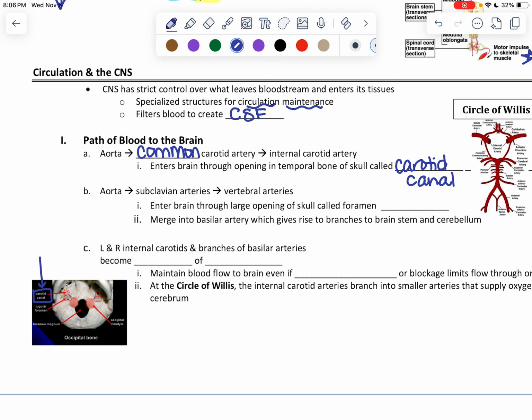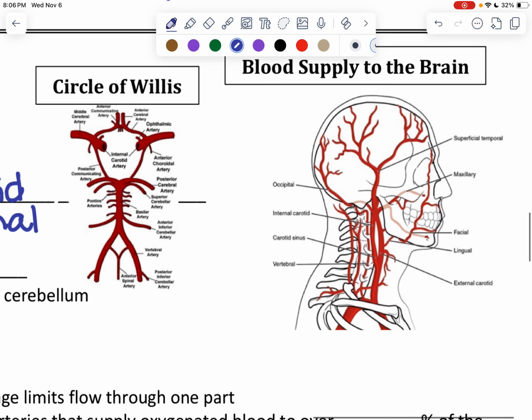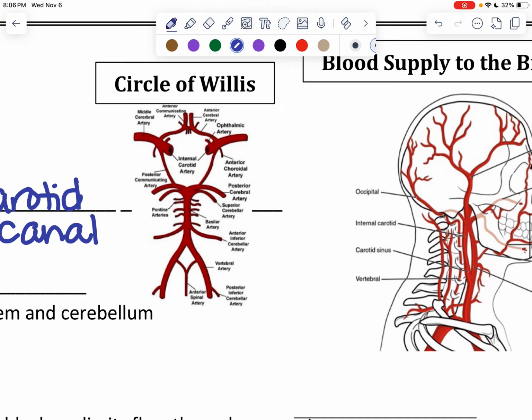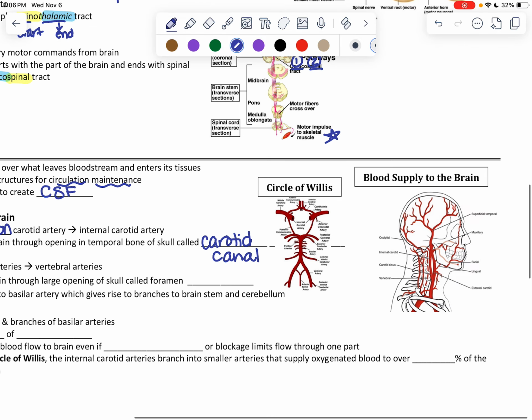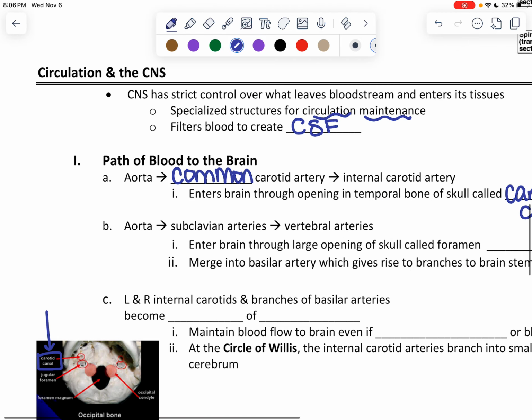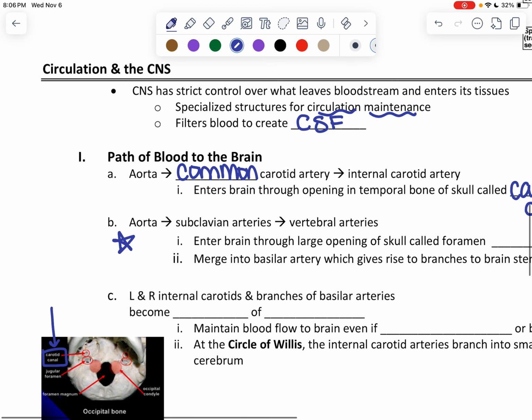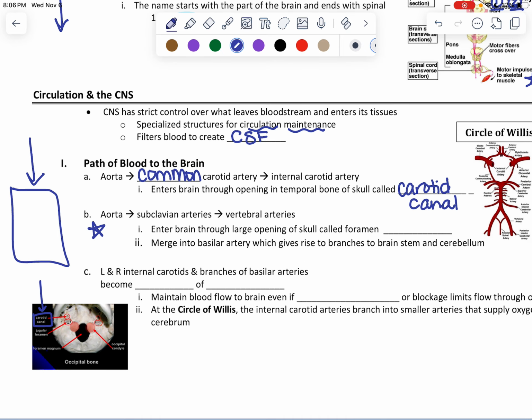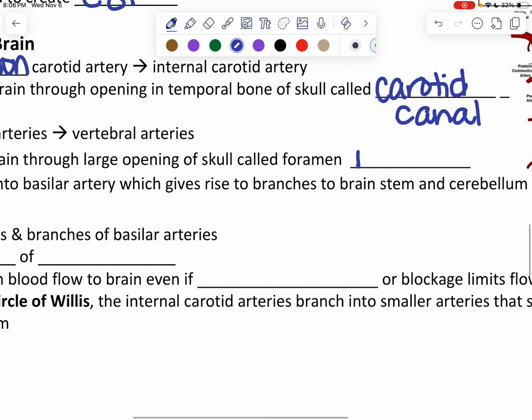So from the aorta, it can also travel through the subclavian arteries and the vertebral arteries. I'm looking for subclavian, but I don't even have any pictures. I apologize. If you just Google these images, you can also insert them here. You can put a picture here for me. Either way, the subclavian arteries feed into the vertebral arteries, and that's the flow of the blood, and they enter the brain through a large opening in the skull called the foramen magnum.